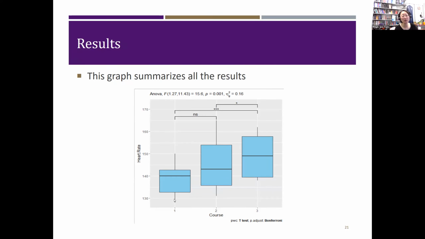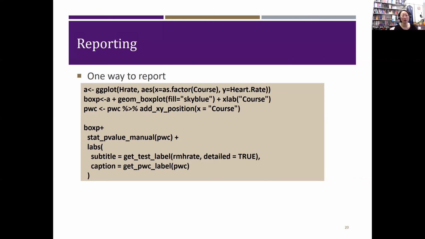The stat_pvalue_manual(pwc) will add these 3 lines, and will say for the pairwise comparison, these 2 are not significant, and these 2 are very significant, and then these 2 are somewhat significant. So we'll add those 3 pairwise comparisons. And we also add a subtitle and caption with the labs function. So in the labs function, we're adding subtitle and caption there.